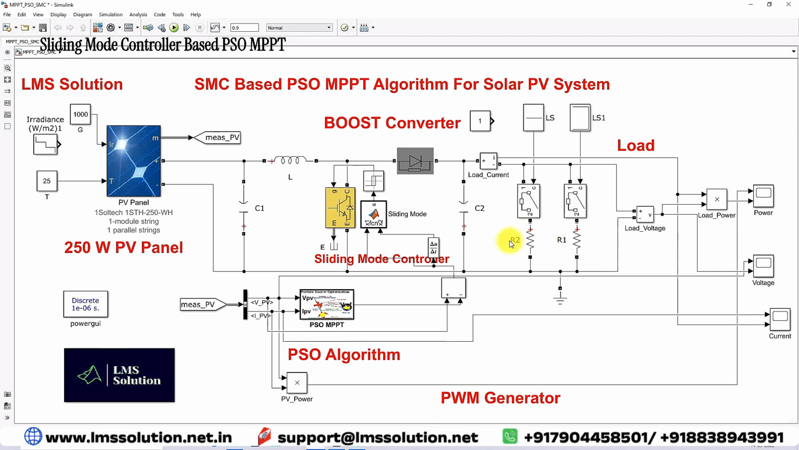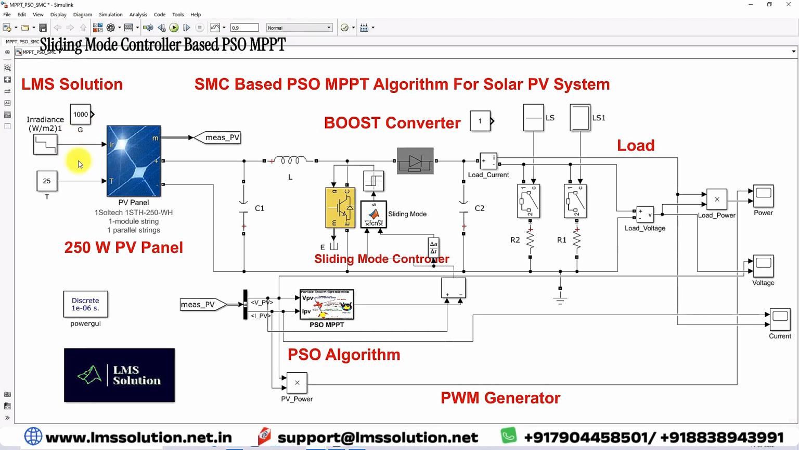During sudden load changing conditions, we have to check the maximum power extraction from the PV panel because of this sliding mode control based PSO. These two conditions we are going to analyze in this system. First, I am going to test the first condition.